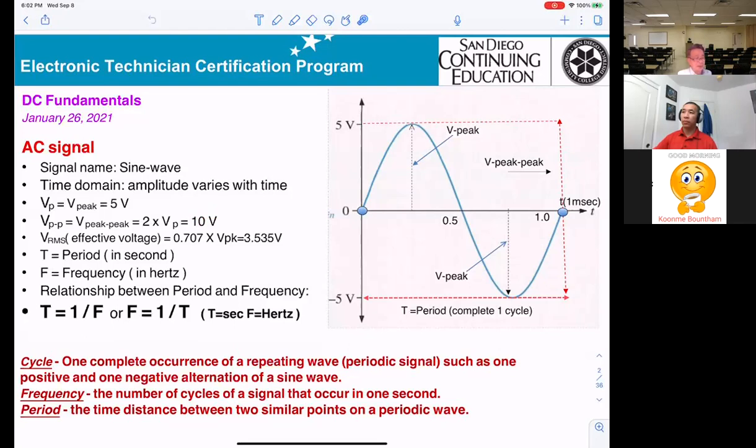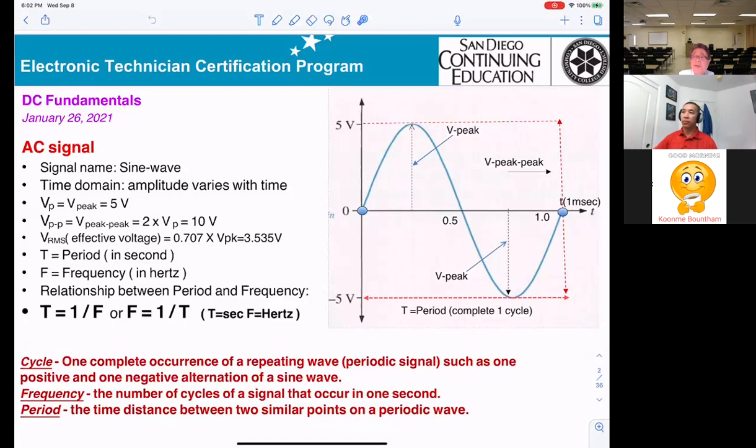Another thing you need to know is VRMS. That means root mean square voltage, or what we call effective voltage. Even though you see the signal looks like that, when you use it, you are not using everything. You just use part of that. That's what they call VRMS.